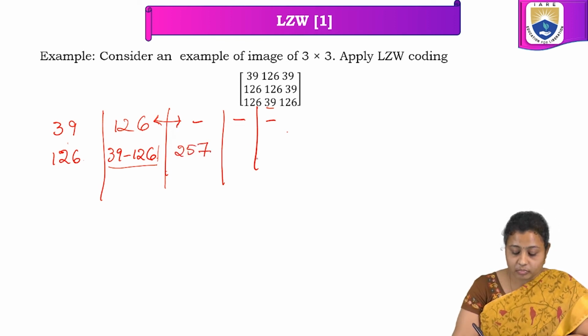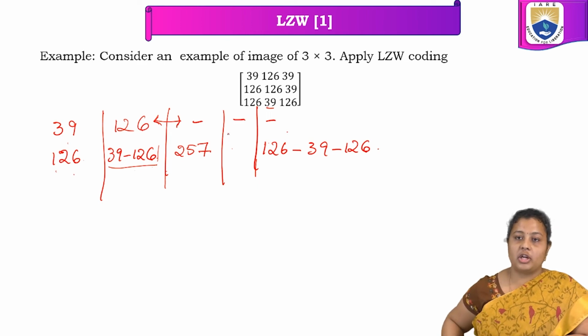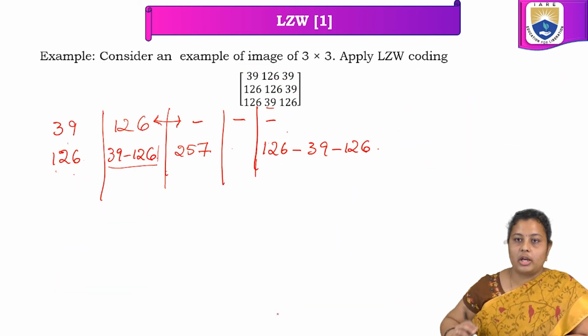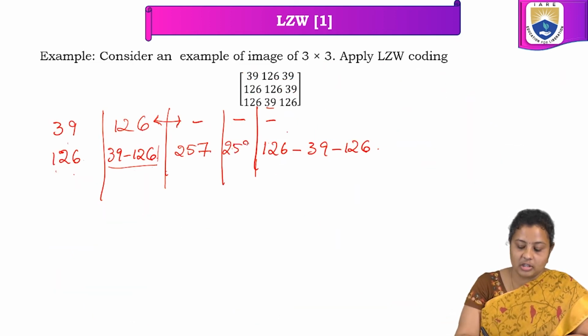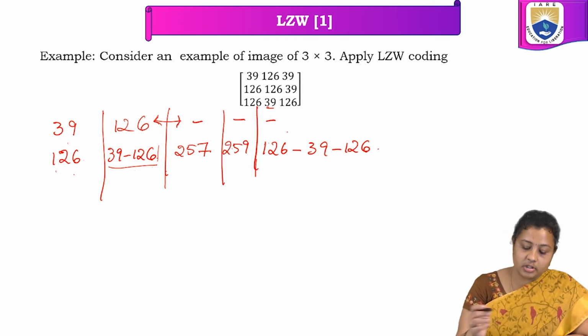Right? Now, do I have a new dictionary entry? Yes, I don't have the combination 126-39-126 in my dictionary. So I write it as 126-39-126. At what place do I have the vacant position? 258 is already occupied, so I will have my vacant position at 259. Right? Now, let's continue. So it's already coded. Next we have to consider my next intensity value. What is that value now? Here it is 39.